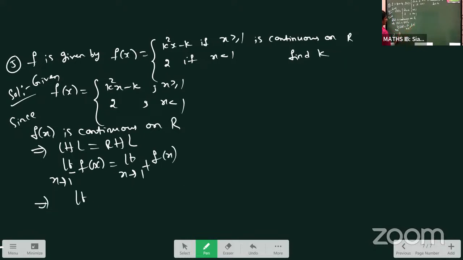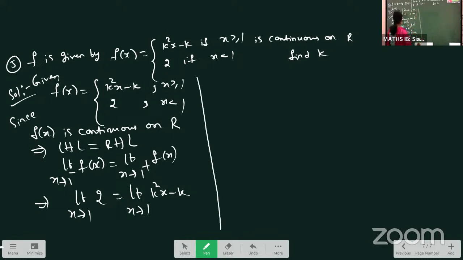So limit x tends to 1 minus f of x. 1 minus means when x is less than 1, it is 2. This is equal to limit x tends to 1 plus, which means when x is more than 1, it is k square x minus k. Substitute the limit wherever x is there. On the left side, there is no x value, so directly we can take 2 is equal to the right side, k square into x, which is 1, minus k. Take the 2 to that side: k square minus k minus 2 is equal to 0.